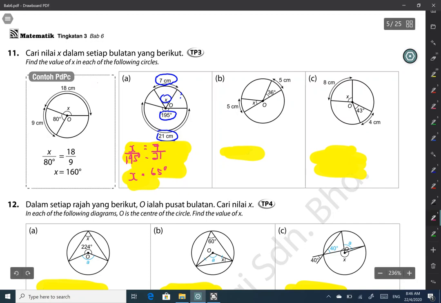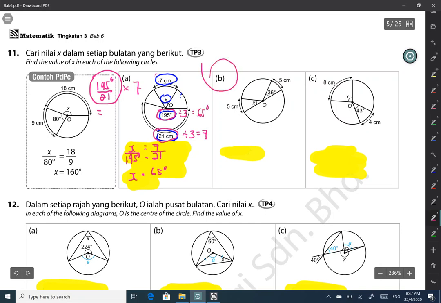So 195 is for 21. So we get 195 divided by 21. Okay, this is 21. How about 7 centimeter? So we just times 7. Oh, you see that 21 centimeter, 7. So 21 centimeter, how become 7? So I divide by 3, I get 7. That means 195, I divide by 3 also. So you will get 65.